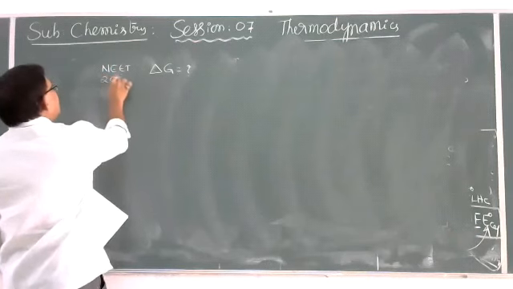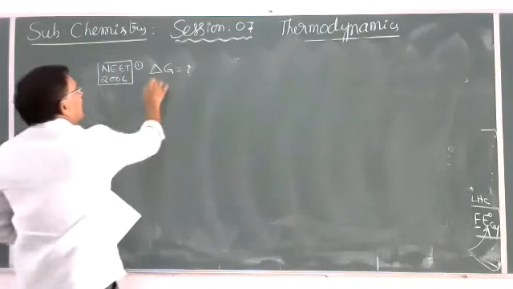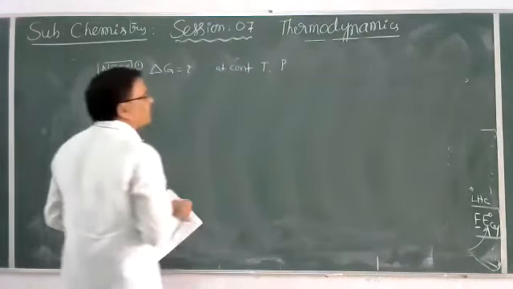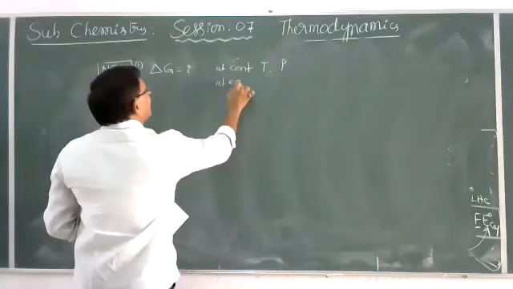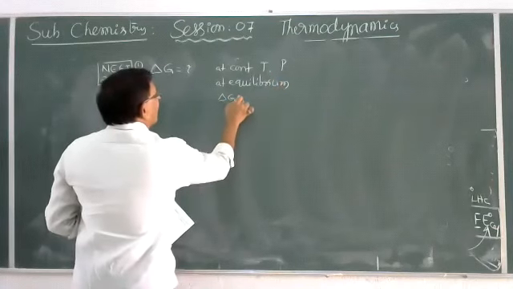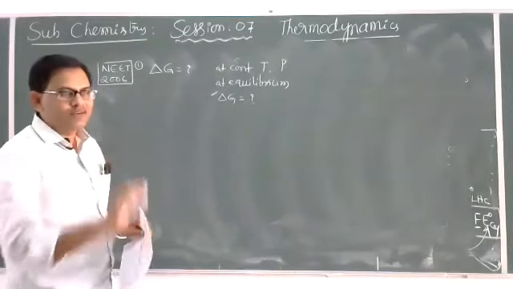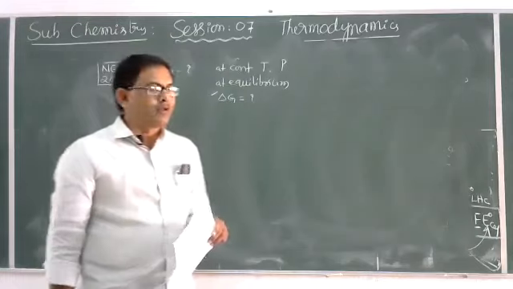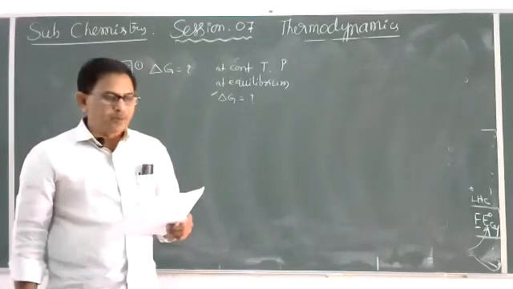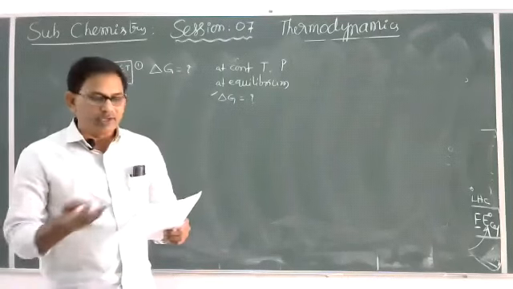This is a NEET 2006 question based on this first question here. At constant temperature and pressure, at equilibrium, what is the state of this delta G? At equilibrium, delta G value is 0. The same in the third option: if delta G of the system is equal to 0, the system has attained equilibrium. That is the correct answer.